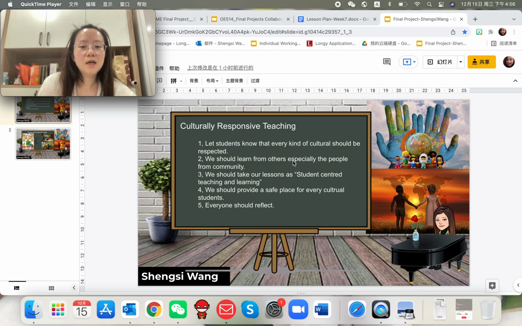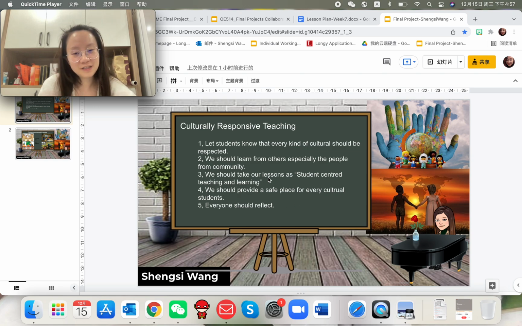And the second one is that we should learn from others, especially the people from the community. Actually, I have a piano studio in a very small community, and I think I need to communicate with the community and have some activities for the students in the different studios. First, it is a very good opportunity for students to perform themselves. And second, they can make friends and learn from each other. This is a very good opportunity.